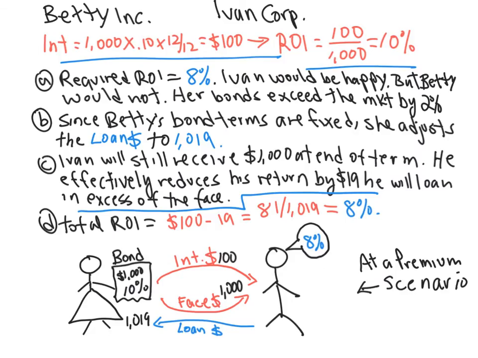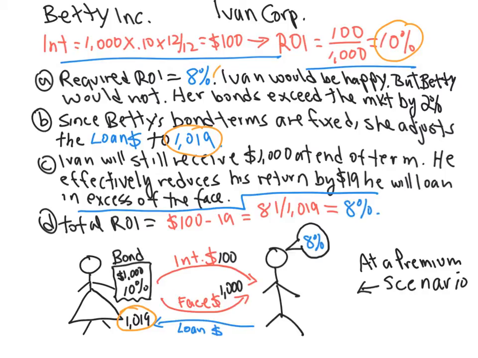In the case of the premium, it's a similar process. Again, there's a 10% return through the interest payments, but the required ROI will be 8%, and Ivan will be very happy if he gets 10, but Betty wouldn't be. So Betty has to adjust downward. In that case, Betty will ask for 1,019. So that's when I have this 1,019 right there.